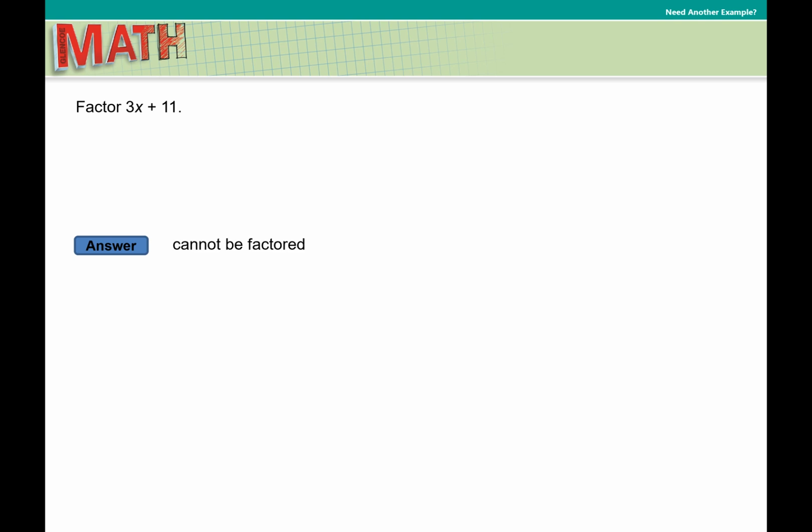Okay. Similarly, this cannot be factored. There is no common factor between 3x and 11. They are both prime numbers. The x is not shared between the factors.